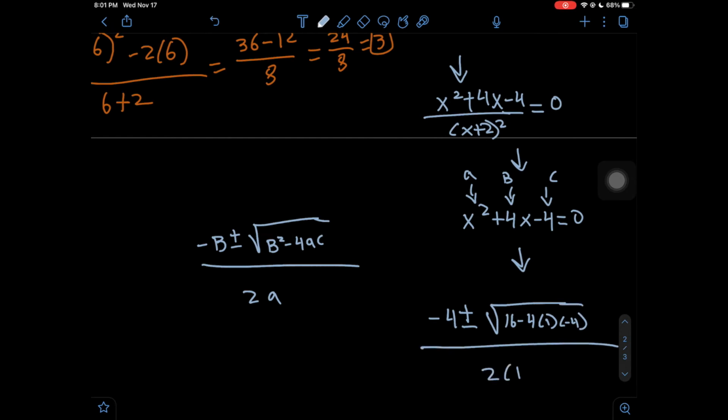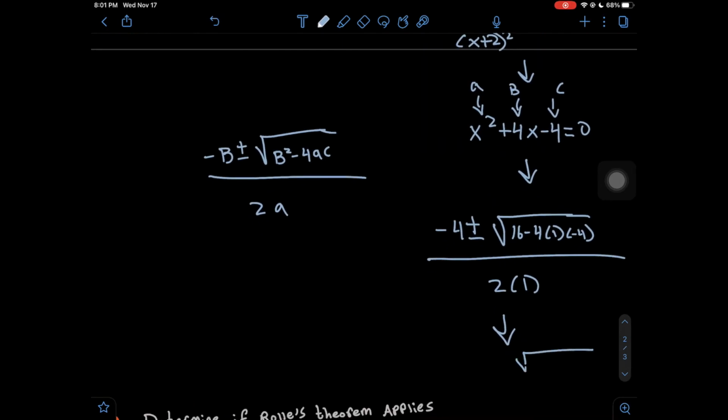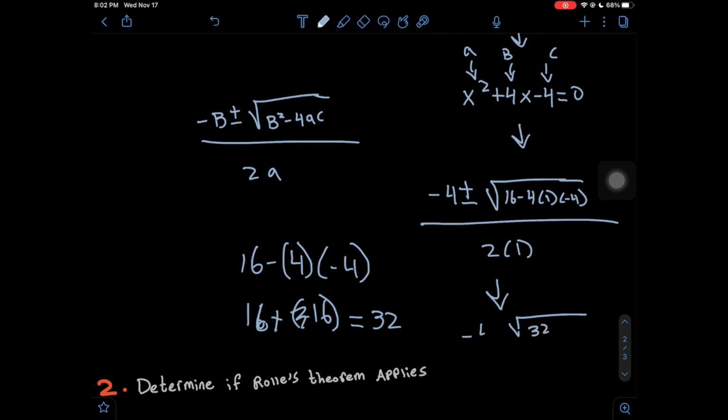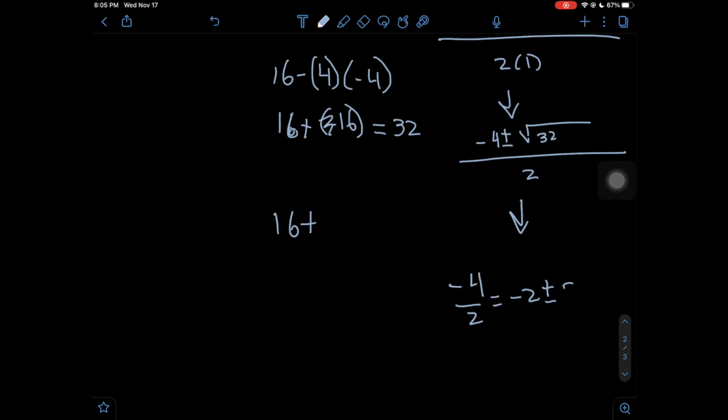So simplify the interior of our square root. We have 16 minus 4 times negative 4. Negative 4 times 4 is negative 16. So you have 16 minus negative 16, which is essentially 16 plus 16, which equals 32. So we have the square root of 32 in our parentheses, negative 4 plus or minus out here. What we're going to do is divide both terms by 2. So we have negative 4 divided by 2, which is negative 2. So we have negative 2 plus or minus, and if you did the square root of 32 over 2, you should be left with something like 2 square root of 2.